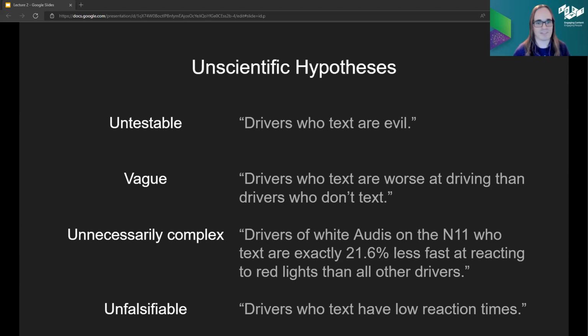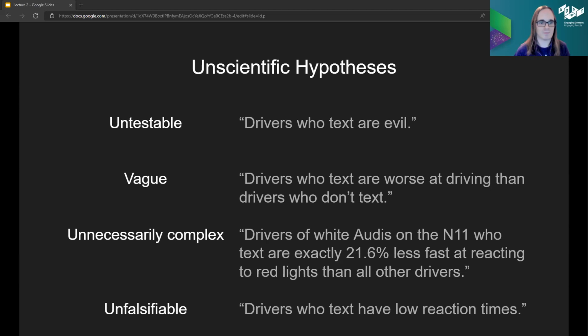That is to say, it should be simple, stated as simply as possible. This third hypothesis, "drivers of white Audis on the N11 who text are exactly 21.6% less fast at reacting to red lights than all other drivers", is needlessly complex. It's making predictions about components that we're not all that interested in specifying. We don't really care that this is specific to the N11 or to white Audis or anything like that. We probably don't even care that it's specifically 21.6% less fast. This hypothesis is unnecessarily complex, so it violates our desire for a scientific hypothesis to be parsimonious, to be simple.